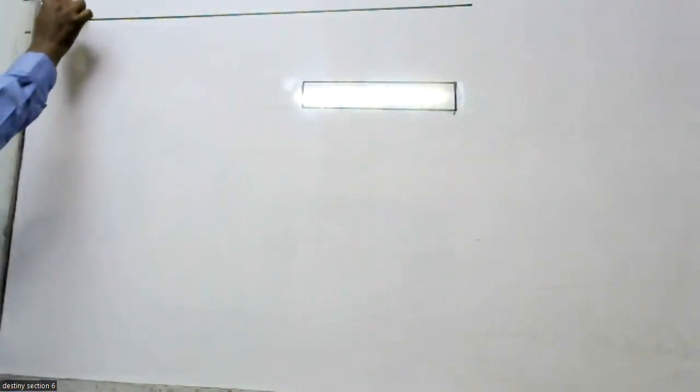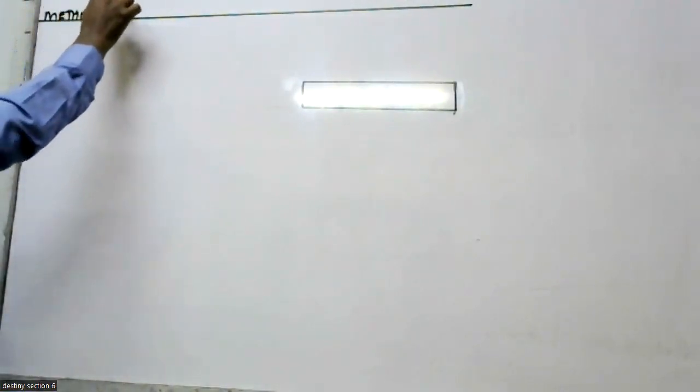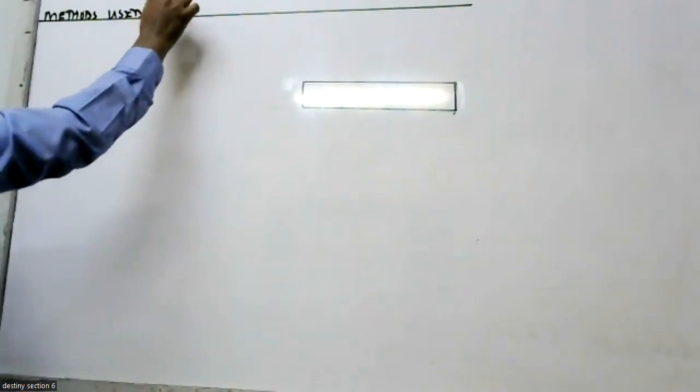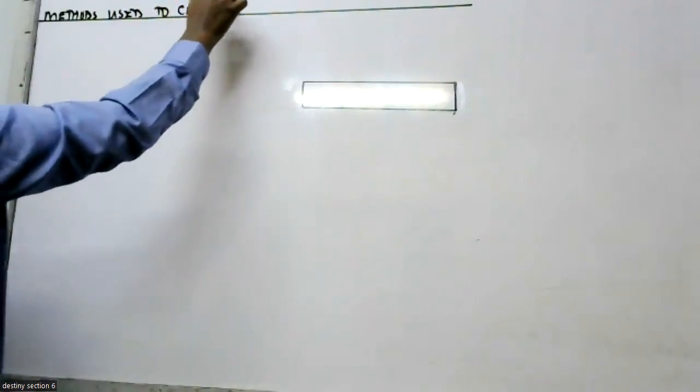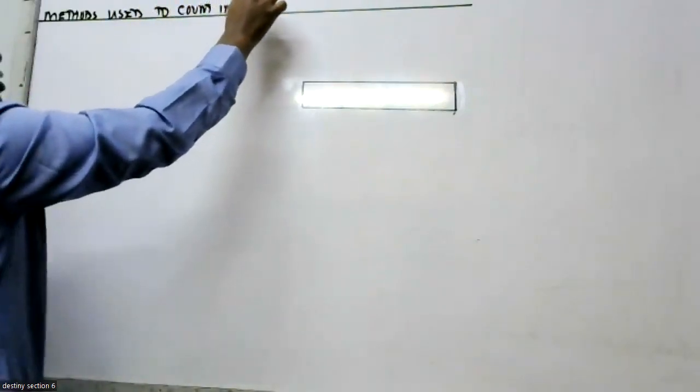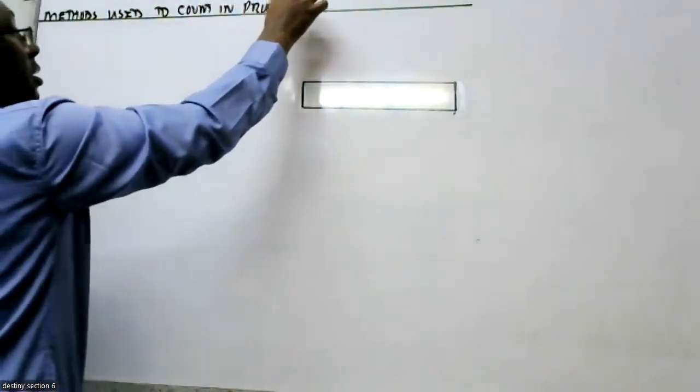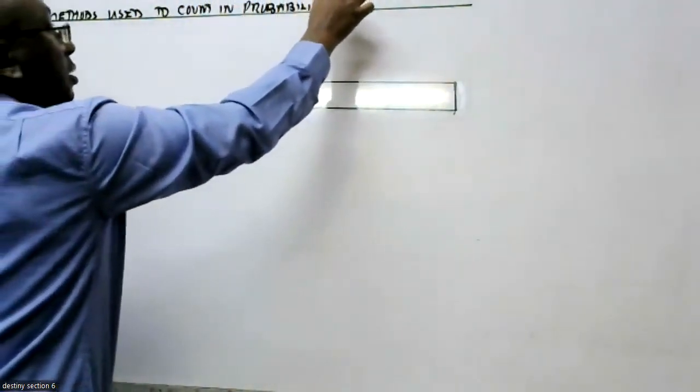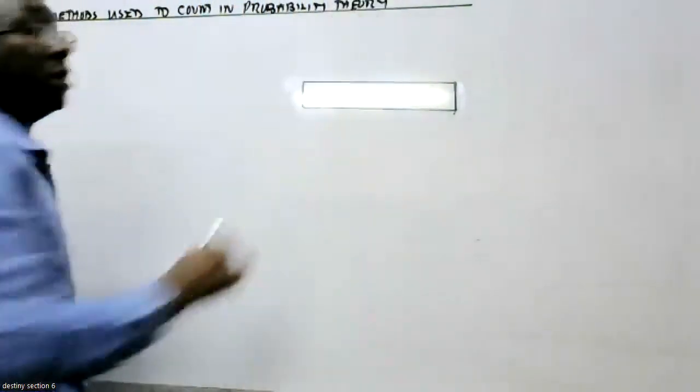I think I need a note. Methods used to count in probability theory.